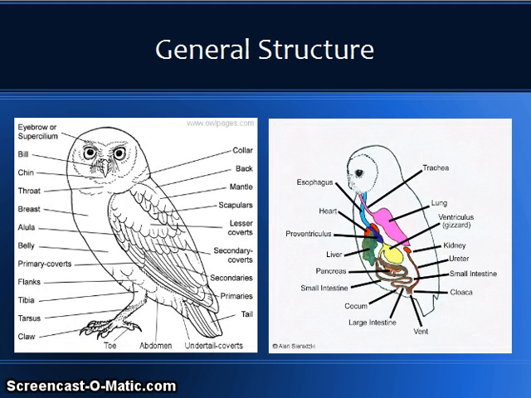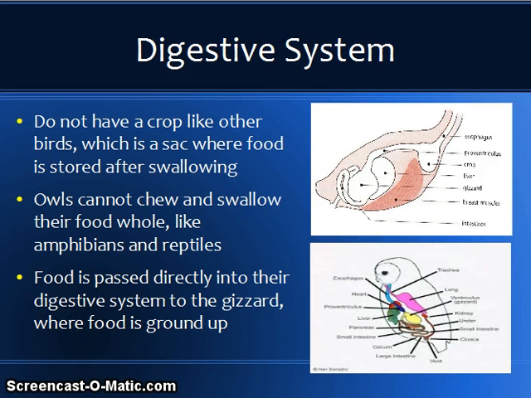So here are two pictures of the structure of the owl. This one right here on the left is mostly the outer structure, things like the eyes, the bill, and the talons. And this on the right side here is mostly the inner structure, like the trachea, and the heart and the liver, and the intestines. So let's talk about the digestive system.